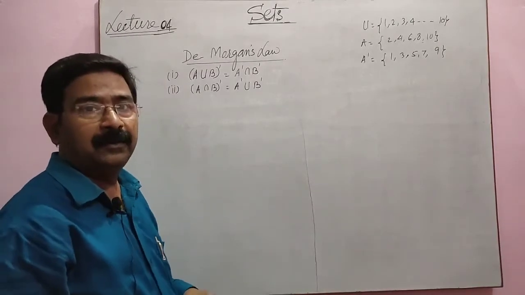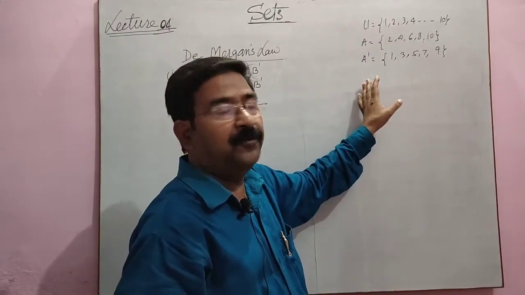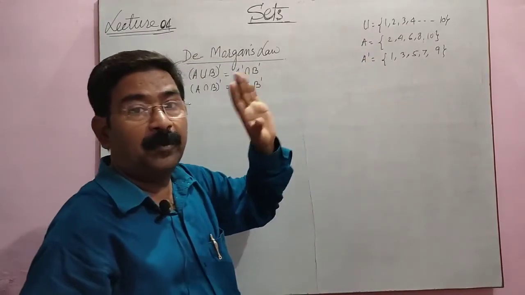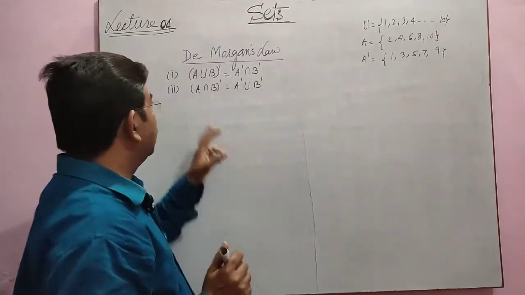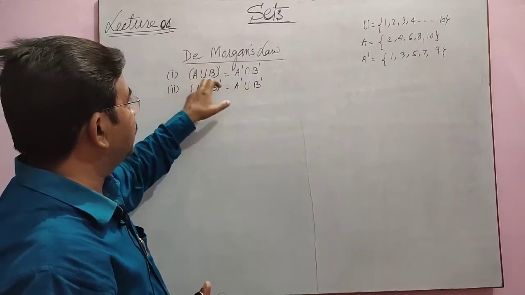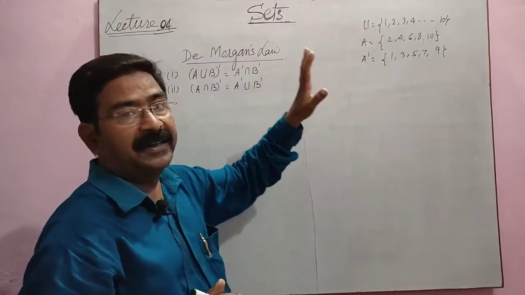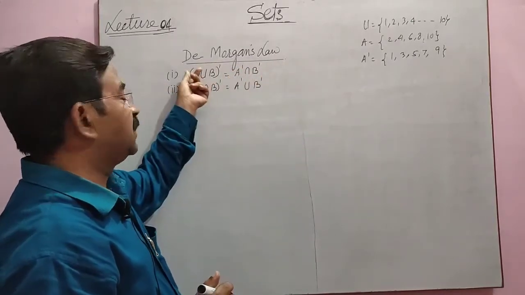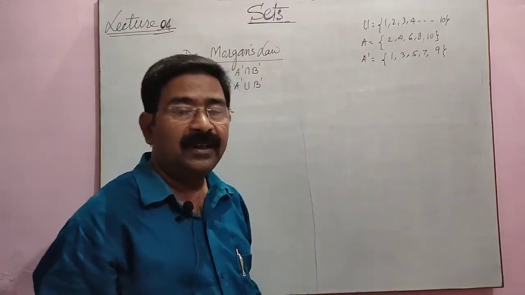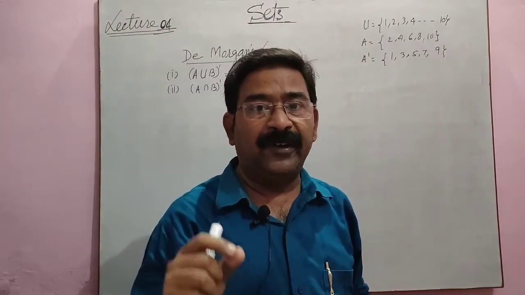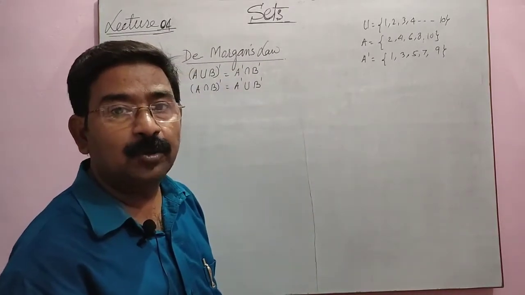How to prove it? We have to use the property. Never use an example. If you use an example, you will not be given marks. So you have to use the property. Now let's see. A union B complement is a set on the left side, A complement intersection B complement on the right side. This is one set, this one is another set. We have to prove these two sets are equal. And I told earlier that two sets are equal if and only if they are subsets of each other.